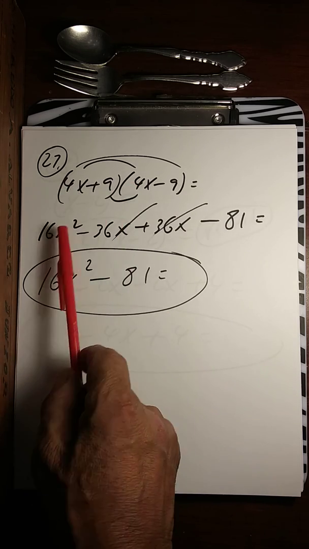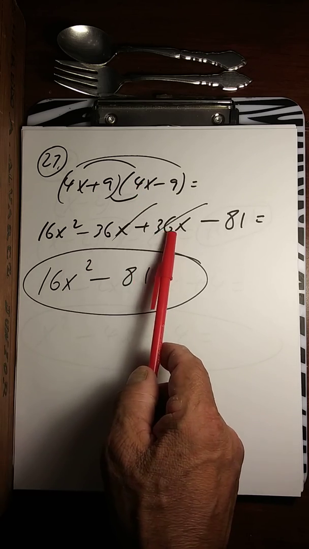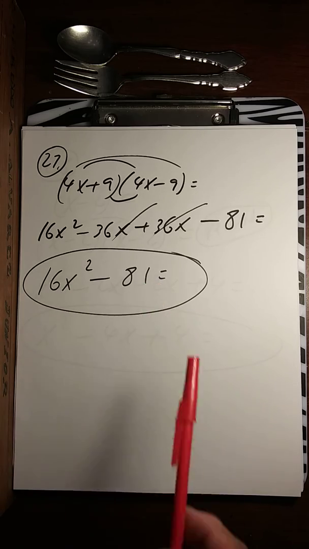4 times that is 16x squared. That turns out minus 36x. That turns out is 36x. And that turns out is negative 81. These are gone. 16x squared minus 81.